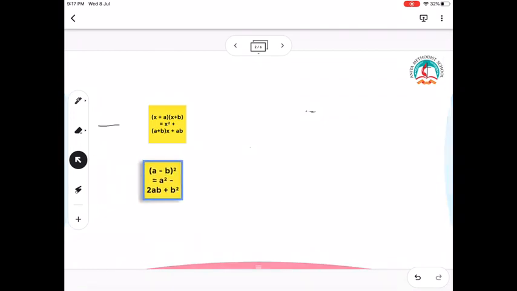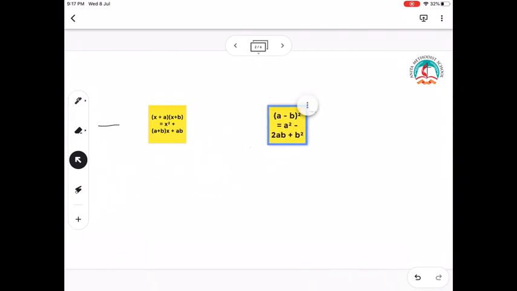Dhanavidya, what is (a - b) the whole square? a square minus 2ab plus b square. Children, now you all know these identities. Keep on remembering these. These are your basic identities. In the future classes, you have to use them. This is the basic main.